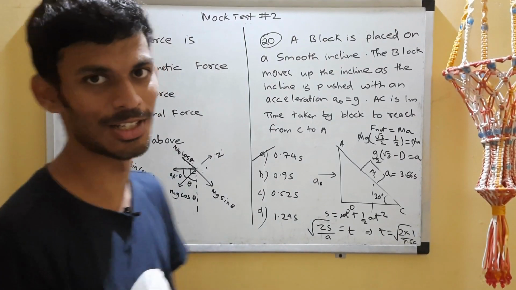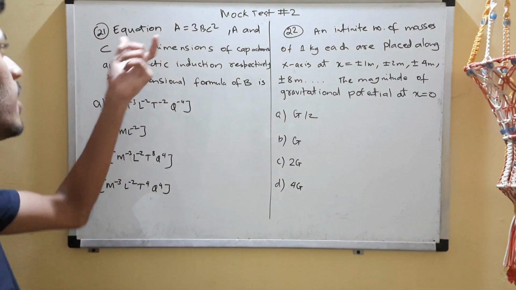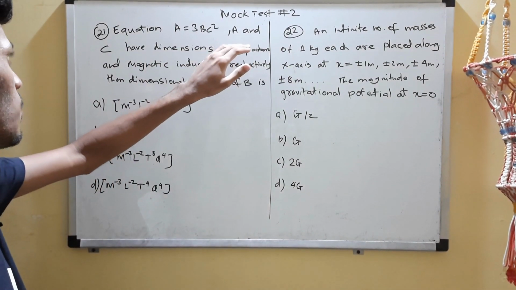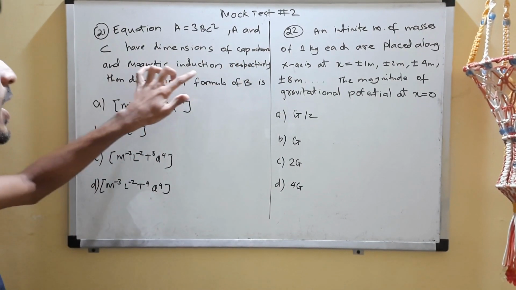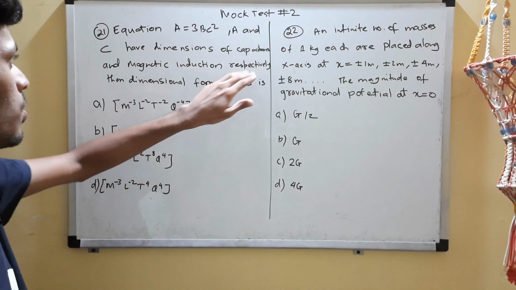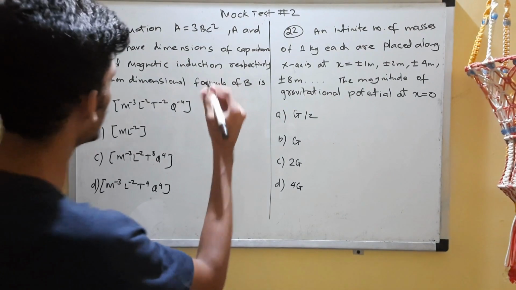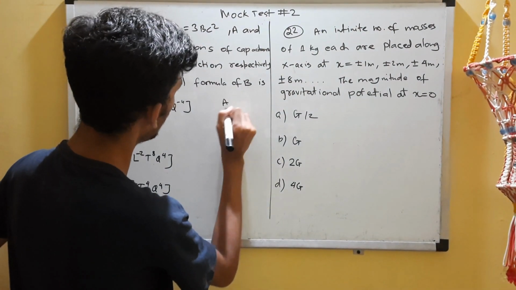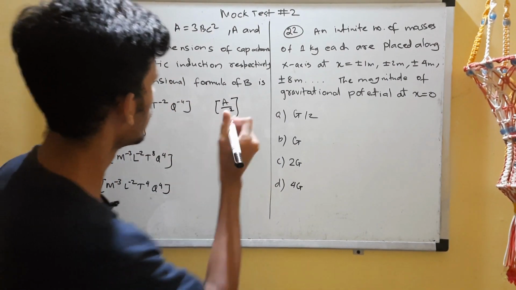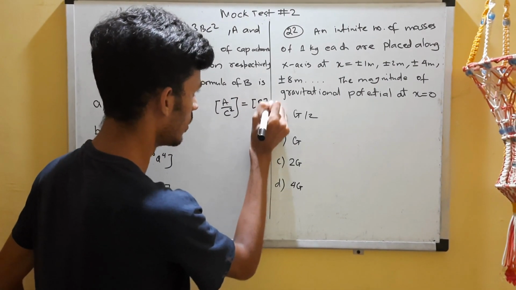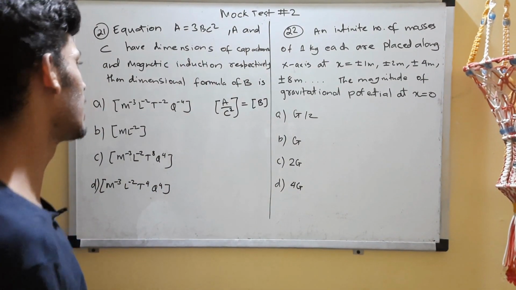Let's move to the next question. Question number 21 and 22 over here. In 21, we have an equation and we are told that A and C have the same dimensions as that of capacitance and magnetic induction. So you are supposed to tell what is the dimensional formula of B. First of all, dimensionally we can write it as A by C square is equal to B. The 3 is a constant, so we don't worry about it. So dimensionally we can write it like this.